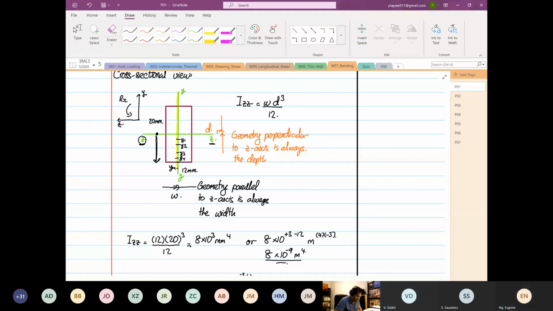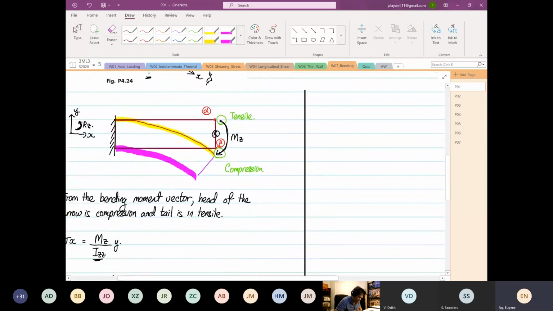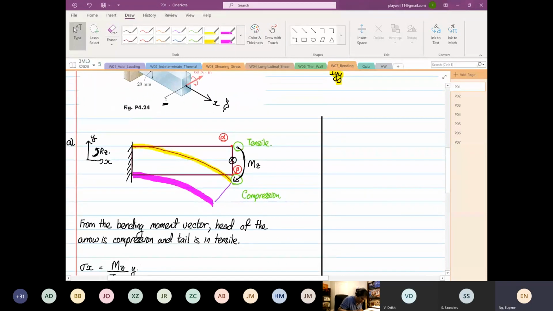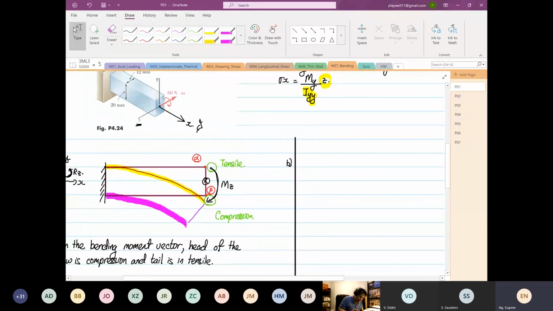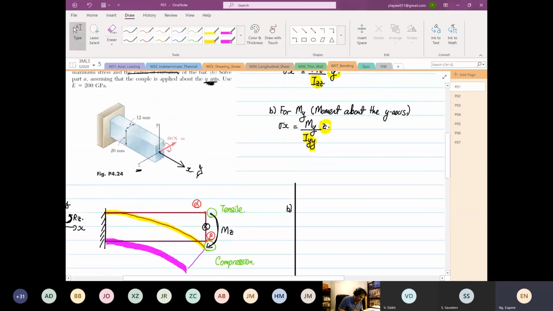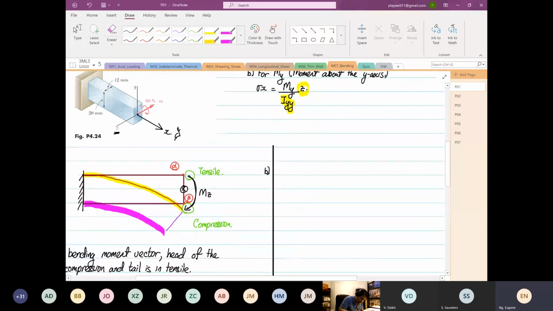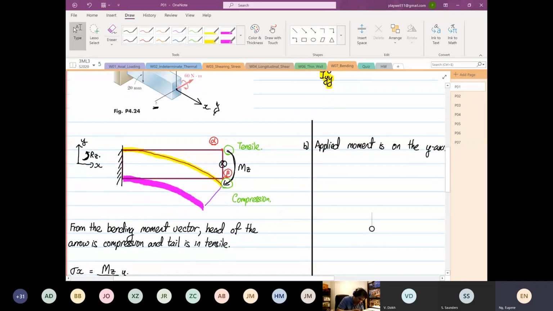So the next one that we're going to do now, for part B, the rotation now, the applied moment is on the y-axis. Now the applied moment. So if we're going to draw the same view, we're going to draw the same view.